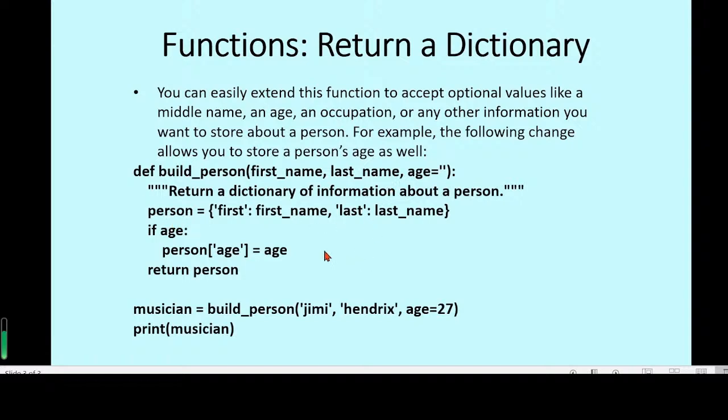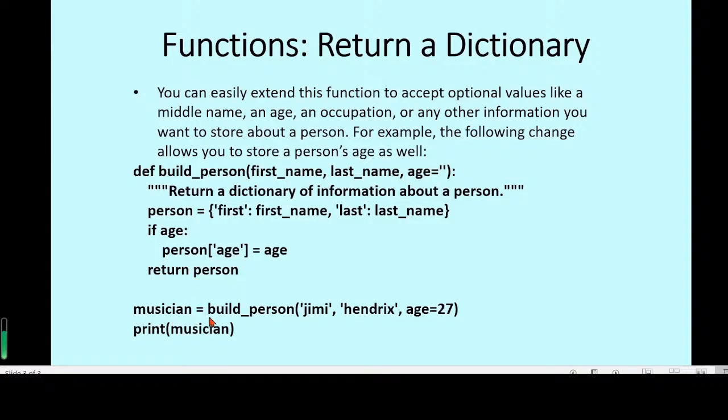Inside the function, we create a dictionary called person with two key-value pairs, first and last. Then we run an if test: if age. So if age means the user inputs an age when calling this function, then we create another key-value pair for this person's dictionary. The key is age, and the value is the age the user input. Then in the end, we return this person dictionary.